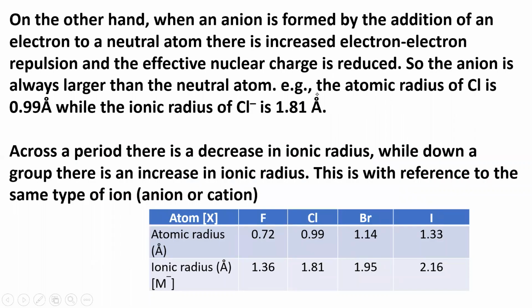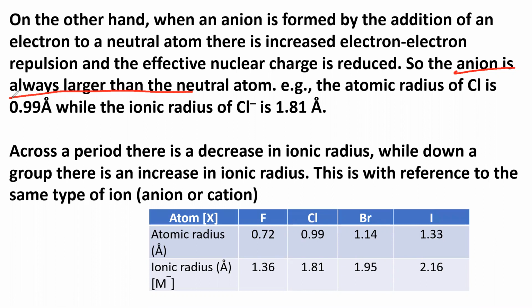On the other hand, when an anion is formed by the addition of an electron to a neutral atom, that is, if an atom gains an electron, it will form an anion. That we already know. Then there is increased electron-electron repulsion, and the effective nuclear charge is reduced. So the anion is always larger than the neutral atom.